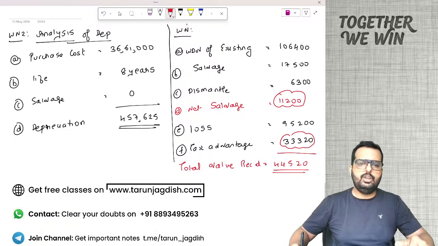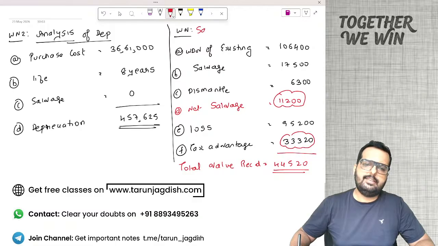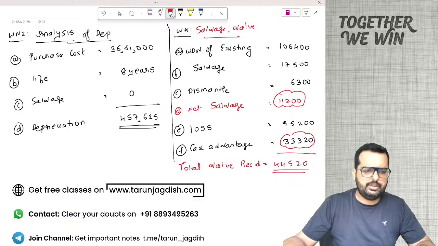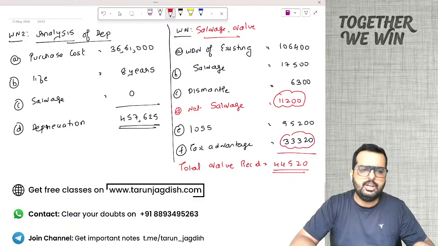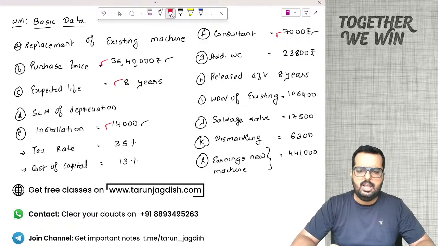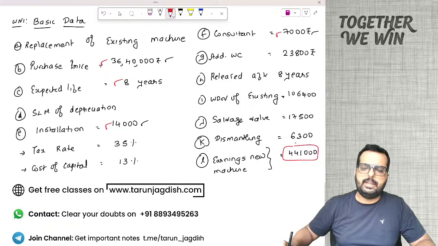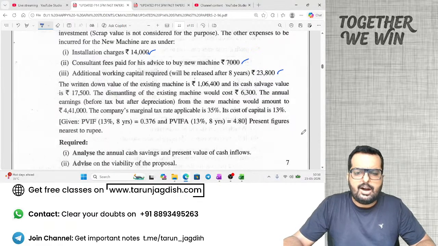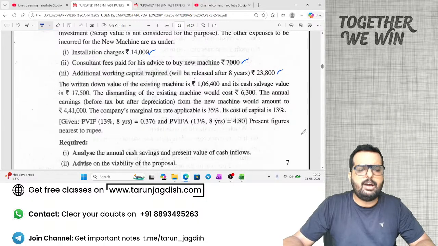So in year 0, the salvage value is what I'll get today. This I will receive and I will buy the new machine. For the new machine, I'll be paying how much? 36,61,000. After this, I will get this money, this 4,41,000. What they have told is before tax, but after depreciation.